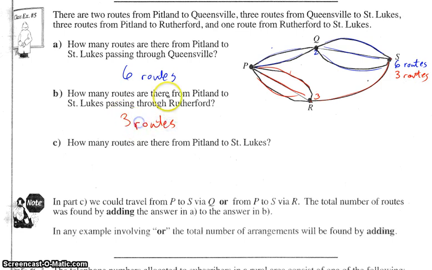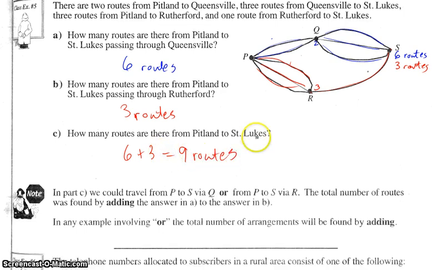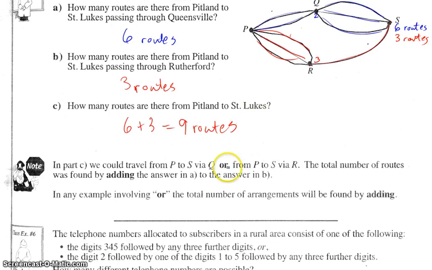so that would be 3 routes through Rutherford. Now, how many routes are there from Pitland to St. Luke's? And they didn't specify which one you had to go through. So if we went this way, there'd be 6 routes, or if we went this way, there'd be 3 routes. So 6 plus 3 would equal, that's supposed to be an equal sign, would equal 9 routes. Now, in general, when we use the word or in this unit, it means we're adding. Another good thing to remember.